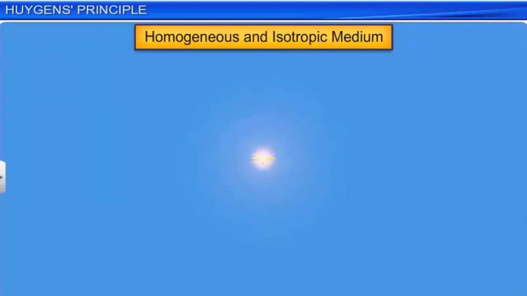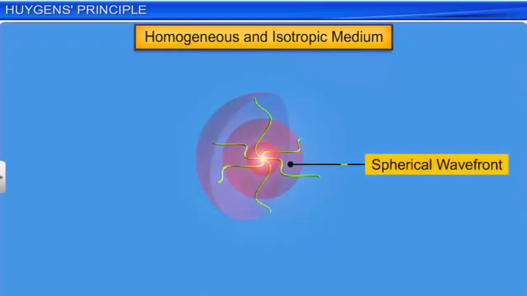The loci of all points, which have the same amplitude and vibrate in the same phase, form a sphere with its center at the source of light. Hence, a spherical wavefront is generated when a point light source is placed in a homogeneous medium.